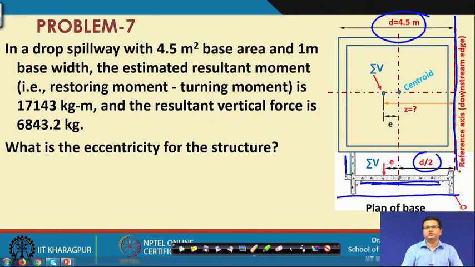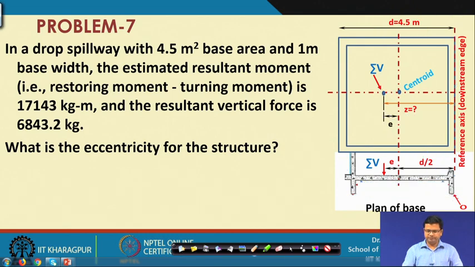From this, all these moments are calculated and the vertical force is acting here, because the head wall is on this side. Naturally the vertical force will be acting a little nearer to the head wall from the centroid. This distance is e. So, we have to estimate the value of eccentricity e. From this figure you can see e is equal to Z minus D by 2, where this is my Z value. First step is, since we know D equal to 4.5, we have to estimate the value of Z.